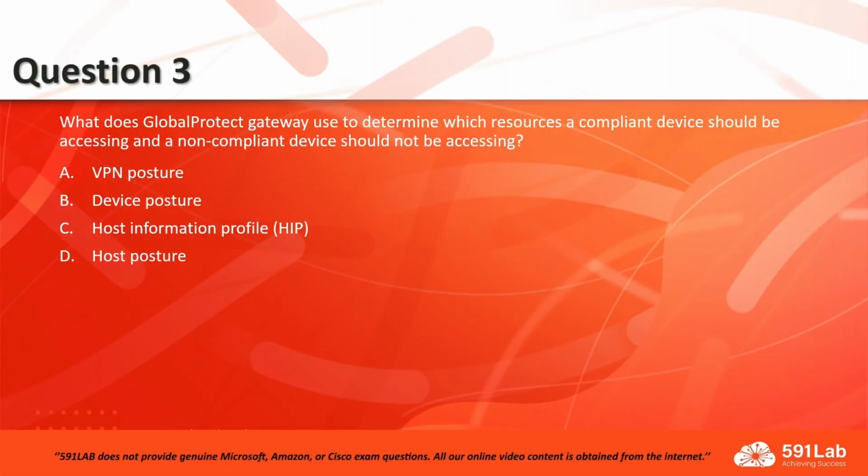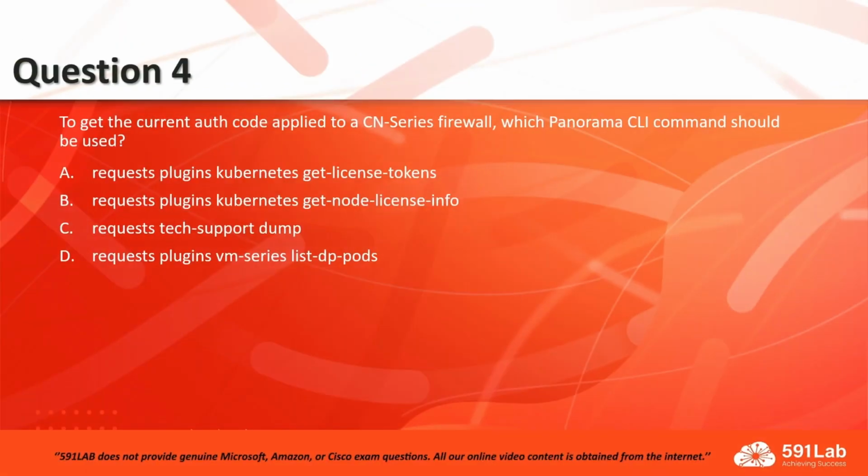Let's discuss question number 3. Question number 3 is as follows. What does GlobalProtect Gateway use to determine which resource a compliant device should be accessing and a non-compliant device should not be accessing?